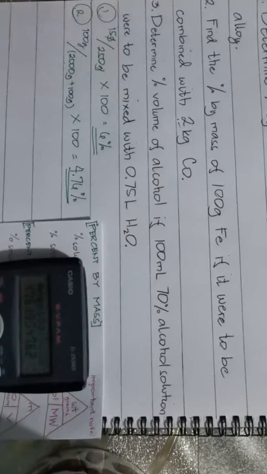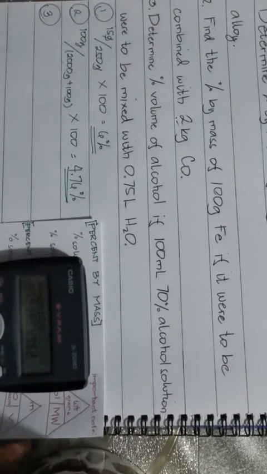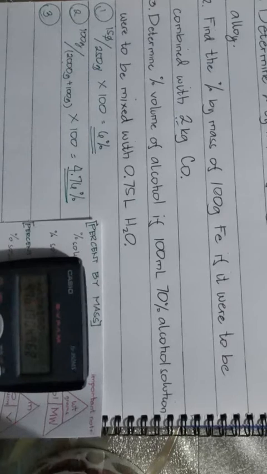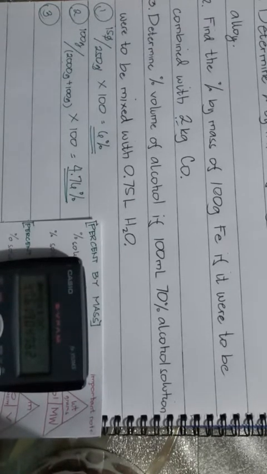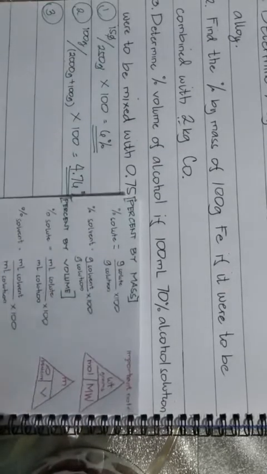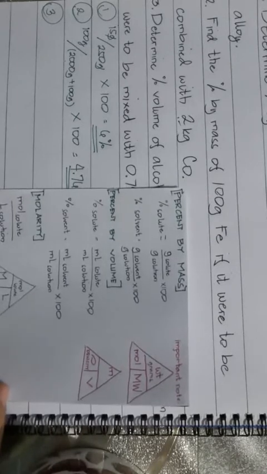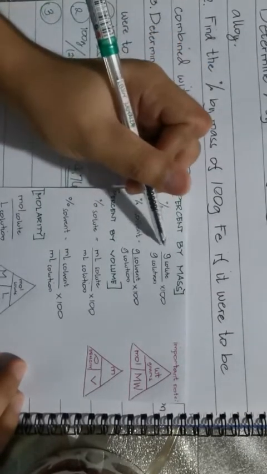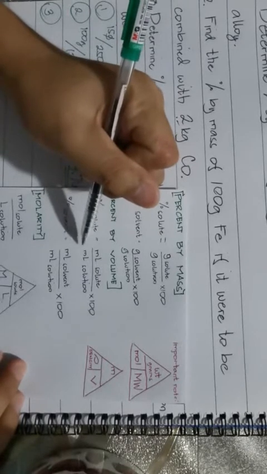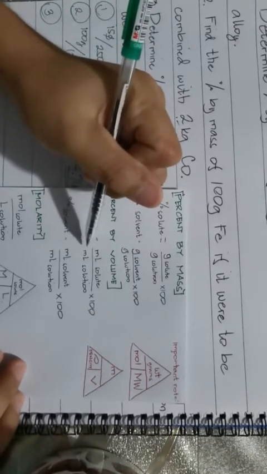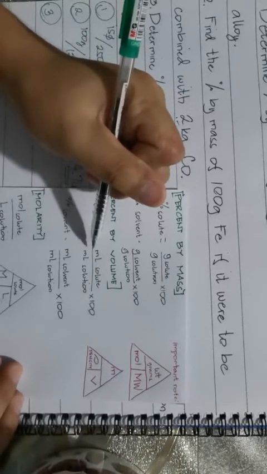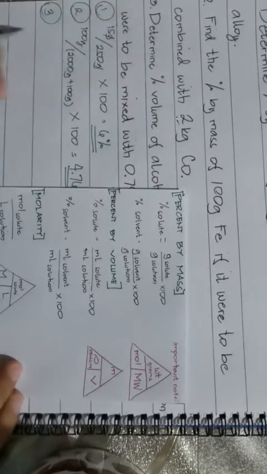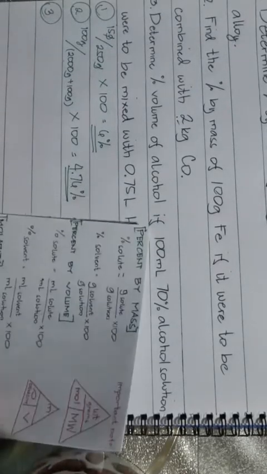Okay? Next, last one, number 3. Determine the percent by volume of alcohol if 100 ml of 75% alcohol solution were to be mixed with 0.75 liters of water. Now, number 1 and number 2 was about percent by mass. Number 3 is about percent by volume. However, kung titingnan natin yung ating formula, napalitan lang yung ating unit. So from grams naging ml. Pero kagaya ng sinabi ko kanina, in this case, hindi kailangang maging ml ang ating unit. Pwede siyang maging liter, pwede siyang maging cubic centimeter, so long as magkapareho sila ng unit. So in this case, so number 3, same lang siya sa percent by mass na formula.